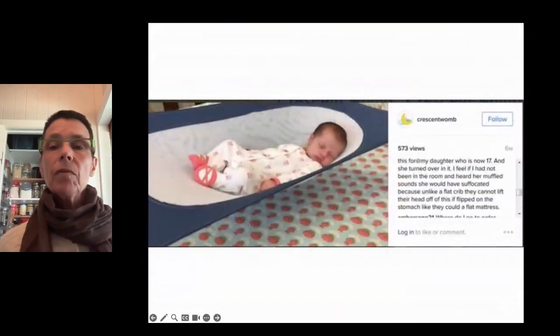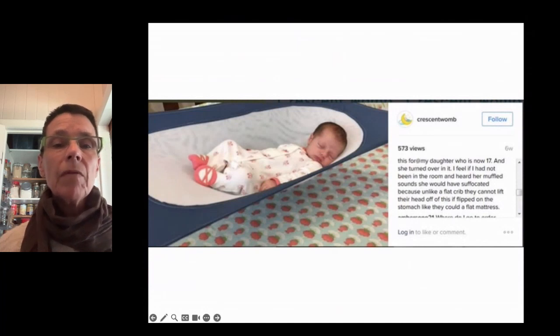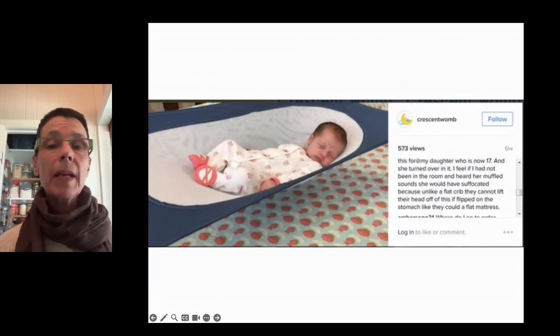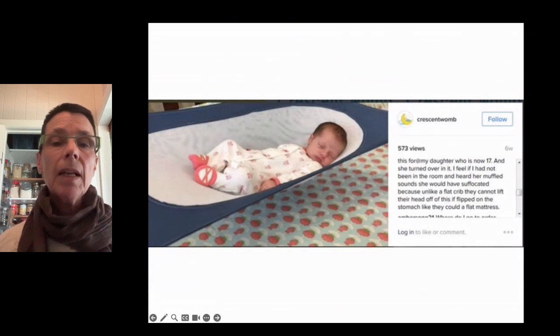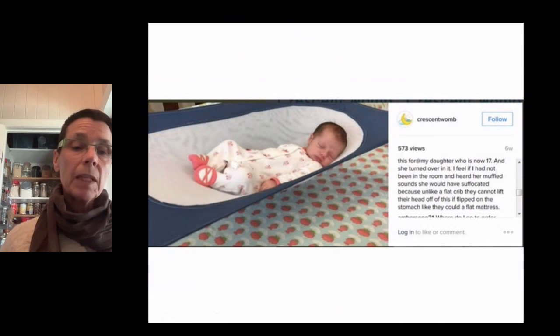And trawling through reviews revealed this post about an infant who flipped prone. So it says, I feel if I'd not been in the room and heard her muffled sounds, she would have suffocated, because unlike a flat crib, they cannot lift their head out of this if flipped on the stomach, like they could on a mattress. So the mother rightly identified that the baby was unable to extract itself from that particular position.